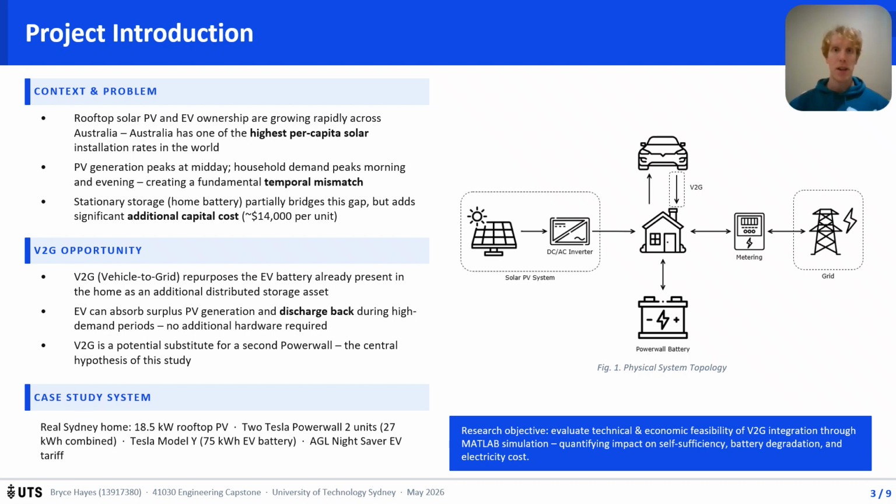So the project in question for this project is in the form of a case study of a real Sydney home. So the project currently has 18.5 kilowatts of rooftop PV, two Tesla Powerwall 2 home battery units, and a Tesla Model Y EV. Data logs from the real system will be used to replicate the system in a MATLAB simulation, and V2G functionality will be integrated and evaluated.